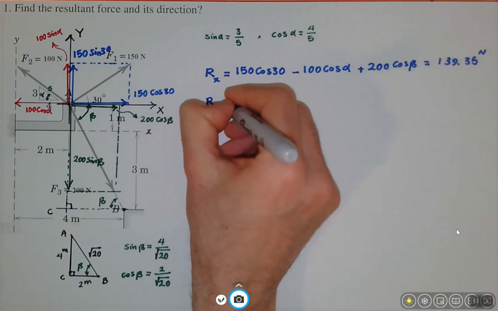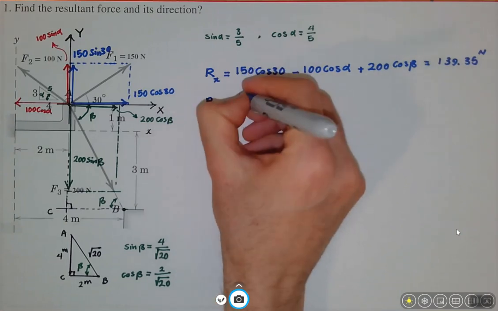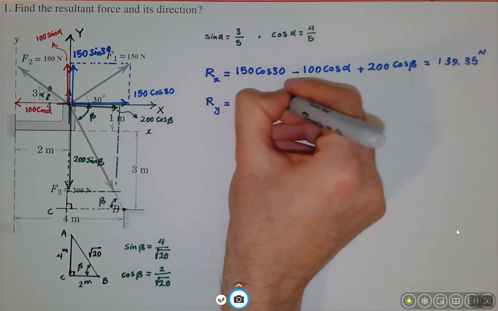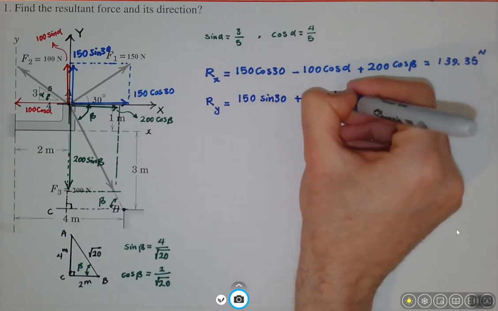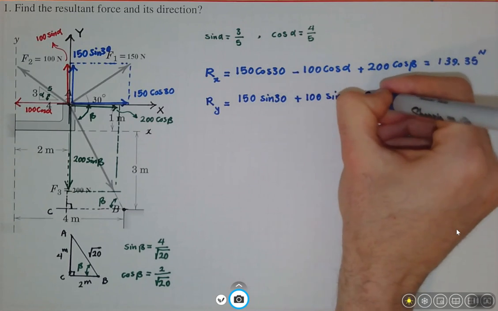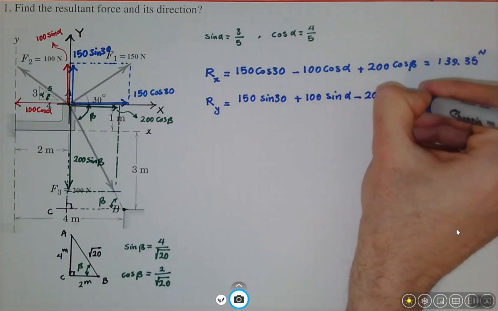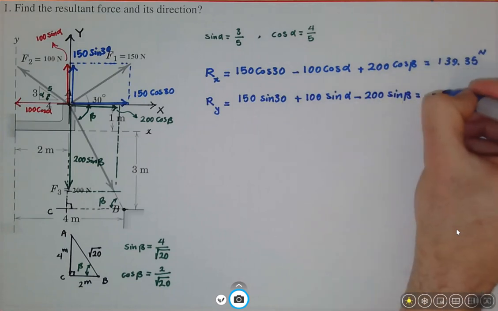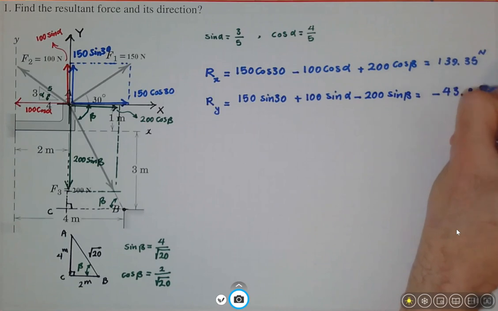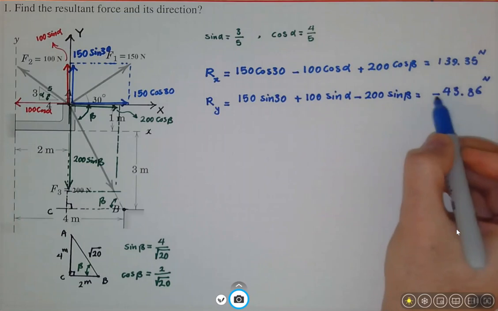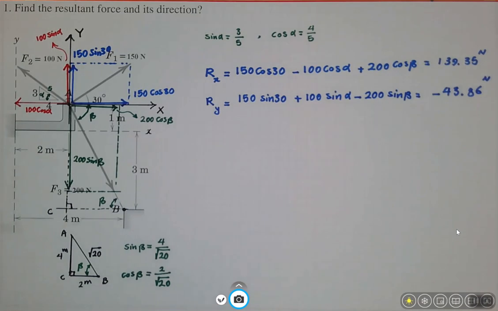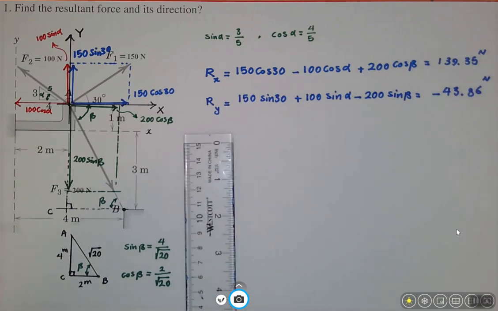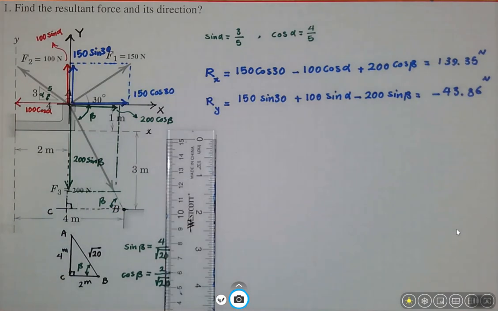So we do the same in the Y direction. In the Y direction, we have 150 sine 30. We have plus 100 sine alpha, and we have minus 200 sine beta. If we substitute the numbers, we get minus 33.86 Newton. So the minus shows that the direction of the resultant force in the Y direction is opposite to the direction of Y. In other words, let me draw this structure again.